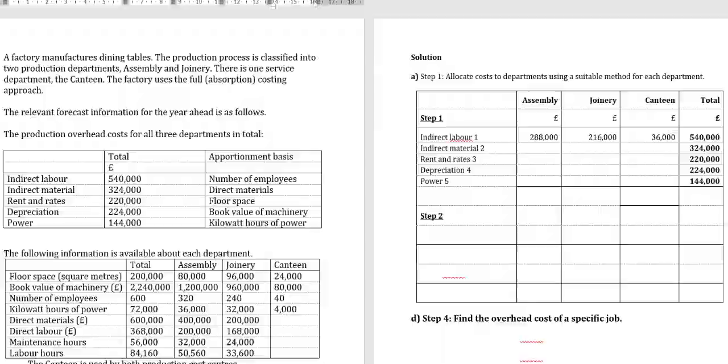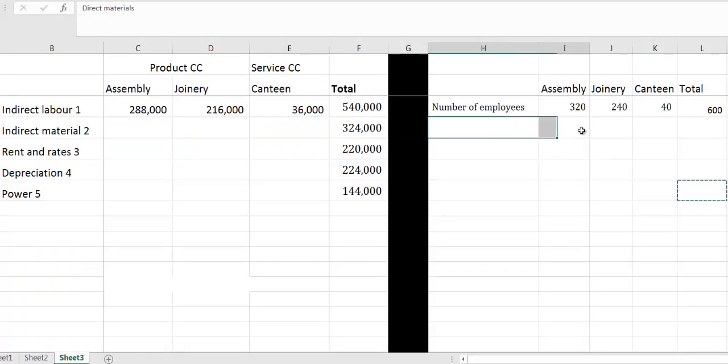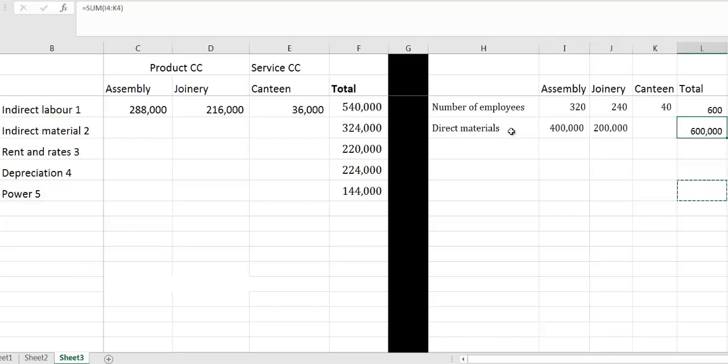So I will go to my Excel file and repeat the steps. For direct material, we have 400 and 200, and the total is 600. Here the total cost that I would like to apportion is 324. So again, just the same equation. What I will do is 324,000 pounds times 400,000 pounds divided by the total 600,000 pounds. So this should be equal to 216.